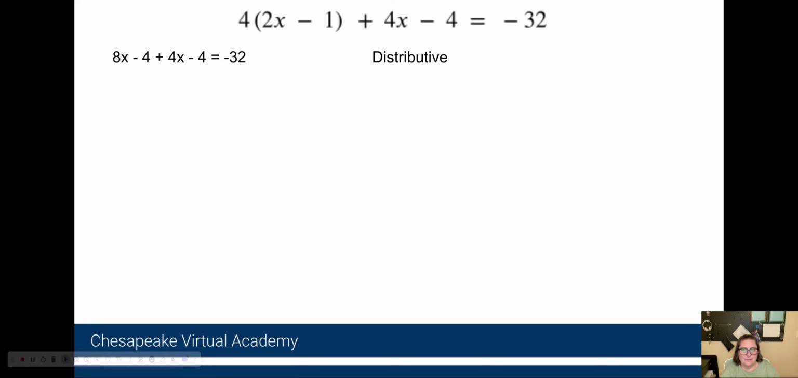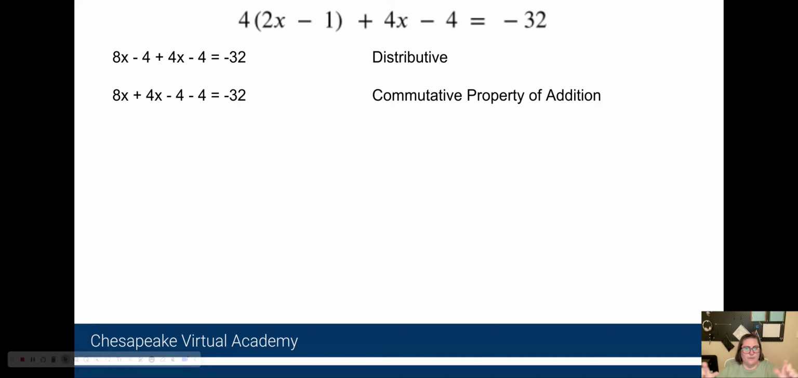I then combine my like terms. 8x plus 4x are going to go together, and negative 4 and negative 4 are going to go together. So I've rearranged them so they're side by side. That's our commutative property. Remember, when we move objects around on the same side, that's commutative property. It changes the order. So now I can combine those like terms since they're beside each other, and I get 12x minus 8 equals negative 32.